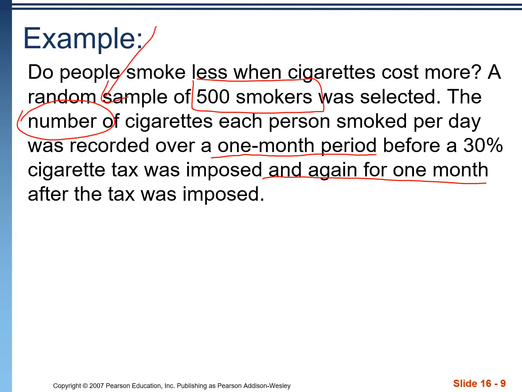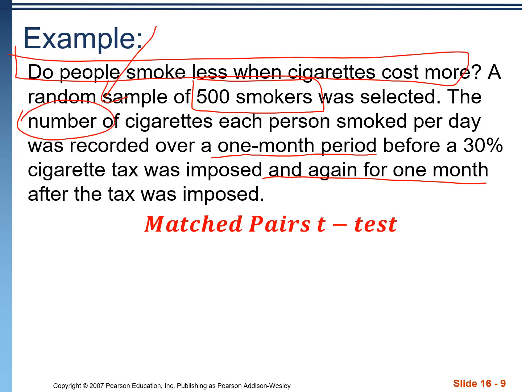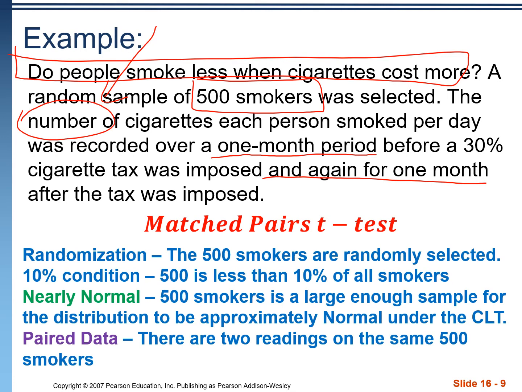It's a quantitative question. We're counting how many cigarettes they smoke, and it's asking, do they smoke less when cigarettes cost more? Okay, it's a yes or no question. This is matched pairs because we have both these readings in the same 500 subjects. Matched pairs t-test. Our conditions: randomization, 10%. Quantitative, we check nearly normal. And it's the paired data condition because they're linked.